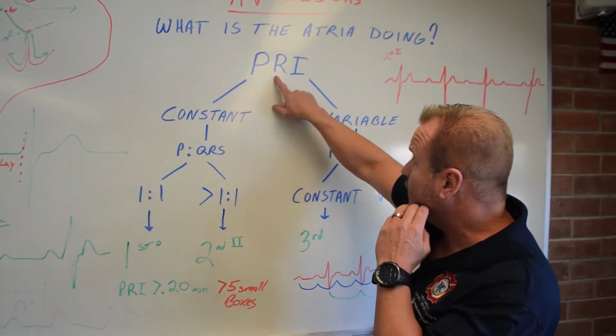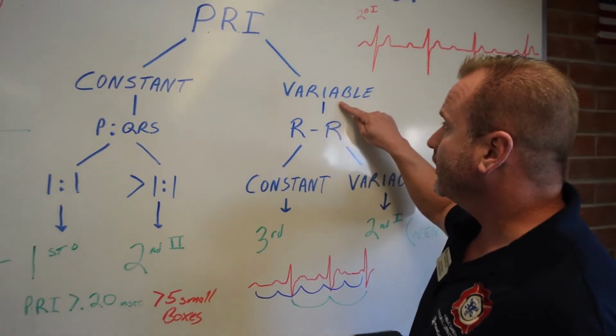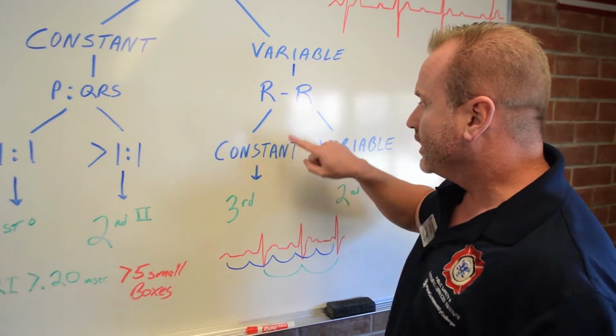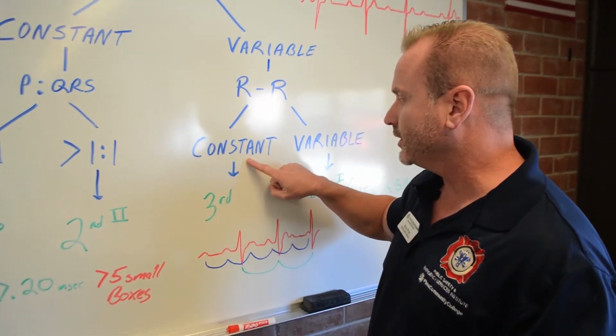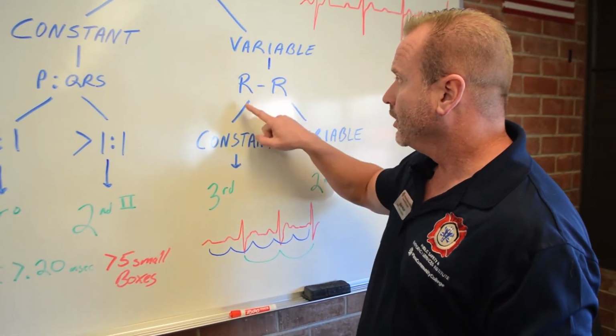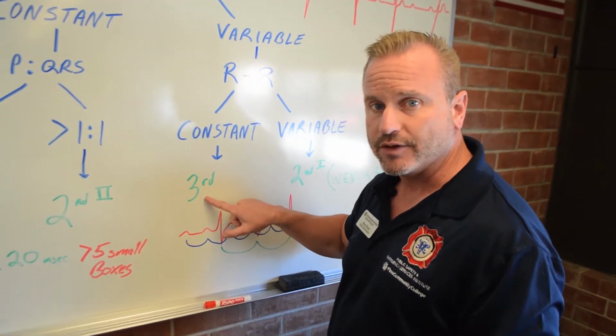What's my PR interval? Well, with a third degree, it should be variable, all right? Our R to R complex is constant. This is what makes deciphering a third degree so fundamentally easy. And when we go over it, you'll see it. So my PR is variable, my RR is constant, I have a third degree AV block.